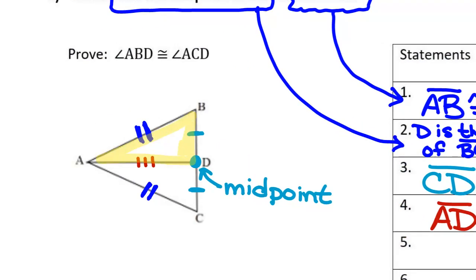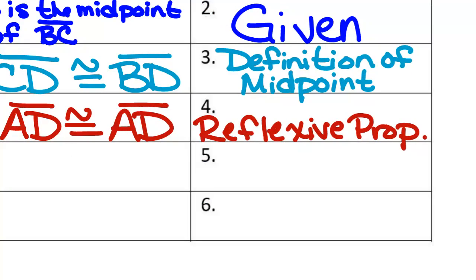Do I have enough information to say that these two little triangles are congruent to each other? Yes, using side, side, side. We can use side, side, side, but you cannot use angle, angle, angle. We'll talk about that second semester. We'll look at what angle, angle, angle shows us.